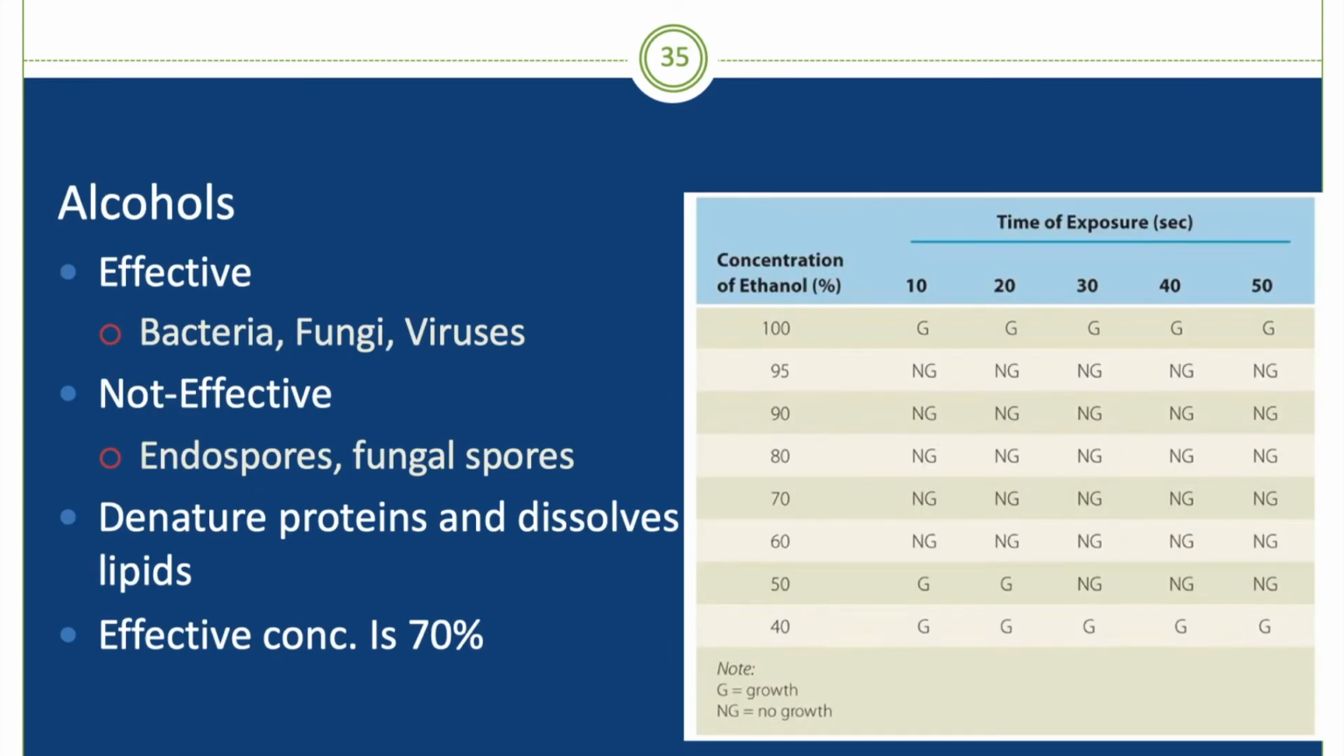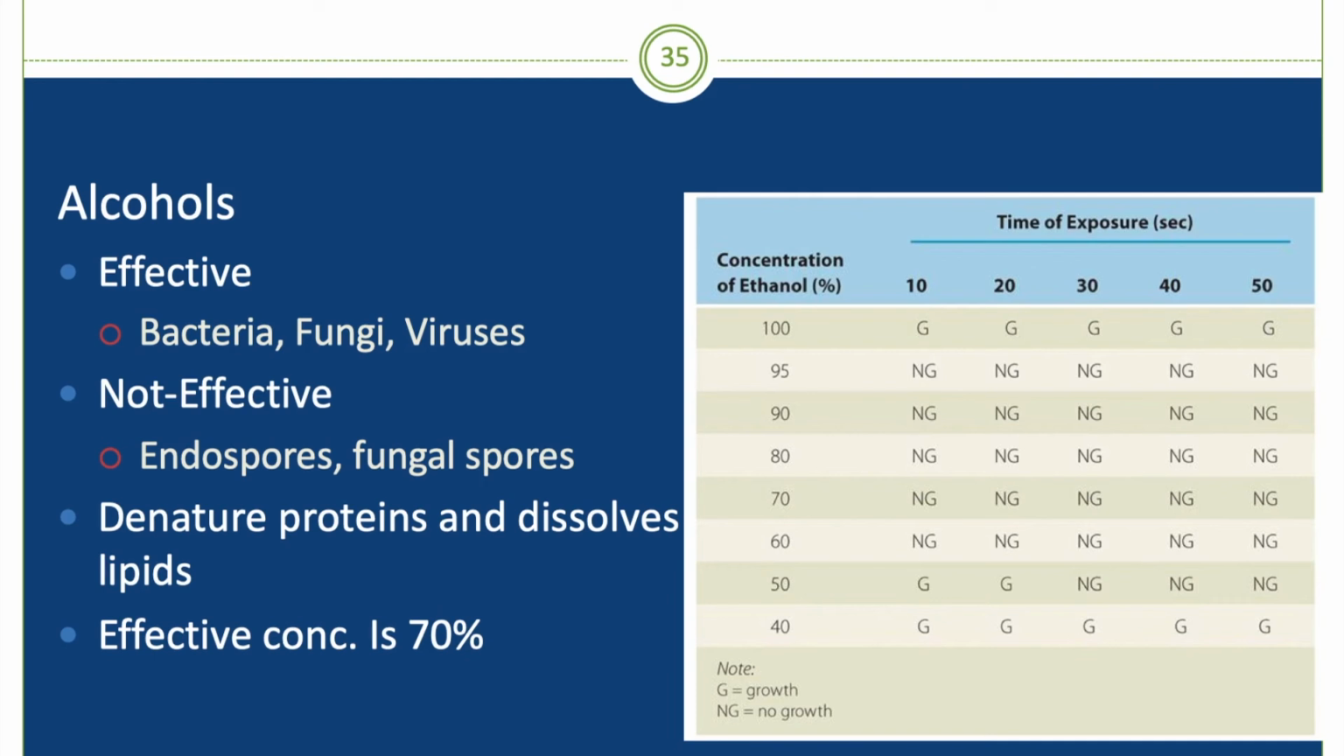Then alcohols. Alcohols are used in a lot of disinfectants, and they are effective against bacteria, fungi, and viruses. They are, however, not effective against fungi that form spores and bacteria that form spores. So when it comes to spores, you don't expect your alcohol-based disinfectant to be able to destroy them. And how they operate is that they destroy proteins and dissolve lipids.